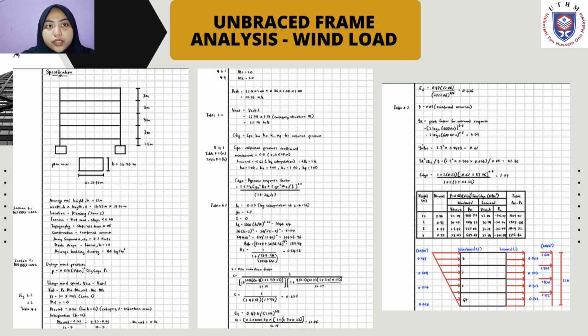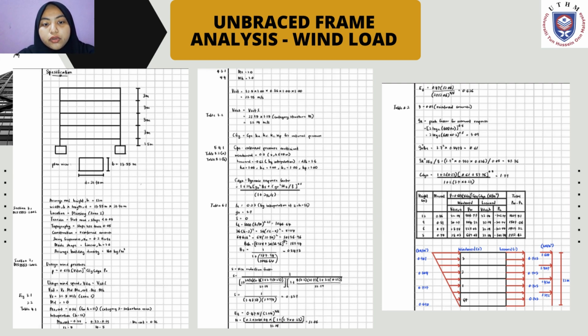Hi, so for now I will explain the calculation of frame analysis, which is the unbraced part. Firstly, we have to calculate the wind load, and the specification that we have used in this part is the average roof height is assumed as 12 meter. The width and length are based on the dimension of the building. The location is at Mersing, which is zone 2. The terrain is flat area and the slope is less than 0.05. The construction is as mentioned in the instruction, which is reinforced concrete.